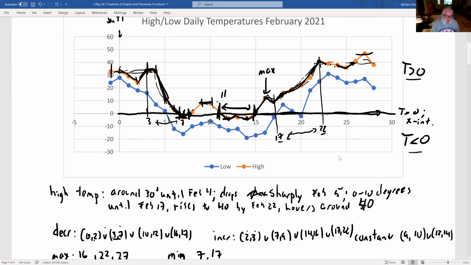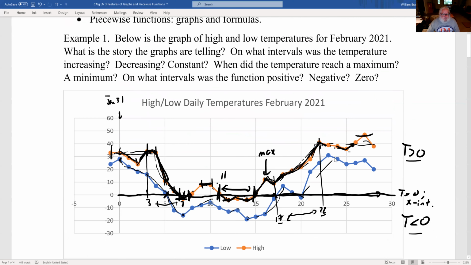The cold temperatures are negative from here. The low temperatures were negative from here to here, and positive out here. Low temperatures were decreasing from T equals 0 all the way down to T equals 7. But they increased a little bit, decrease, increase, decrease, big increase, decrease, and kept going over. So when we think about graphs, we want to know, is it increasing or decreasing or constant as we go from left to right?